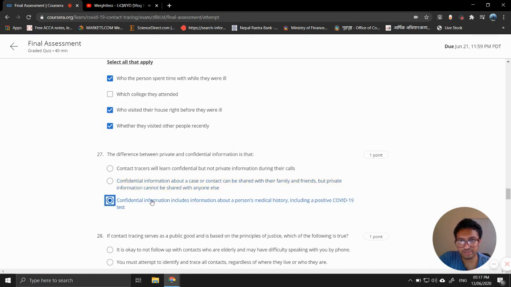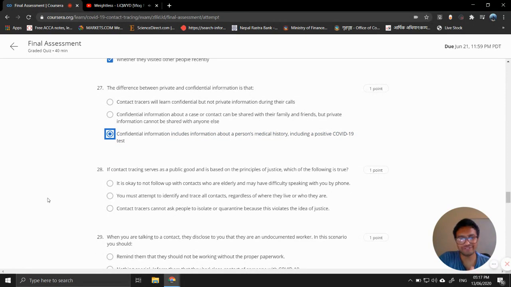about a person's medical history, including a positive test history. Okay, that's the only information that you need to ask. So if contact tracing serves as a public good based on the principle of justice, which of the following is true? Is basically, it's okay not to follow up? No, that's not the thing. You must attempt to identify and trace all contacts regardless of where they live or who they are.